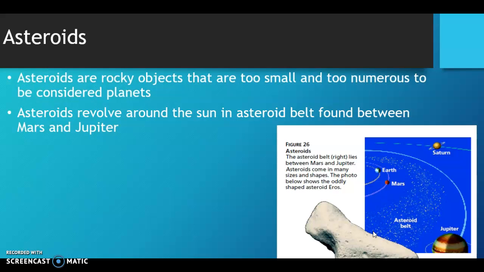So asteroids can inflict a lot of damage, but again, we'll know if an asteroid's coming. It's not one of those things that just comes out of nowhere, because space is so large and we're constantly looking out there. If something that big was going to hit us, we would know with plenty of time to hopefully either prepare for it or maybe get rid of it ourselves. All right, that's it on asteroids.